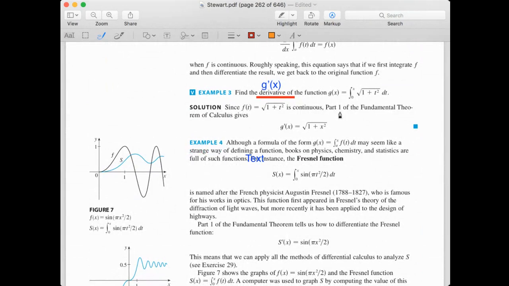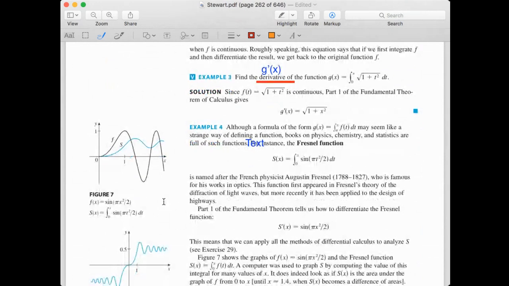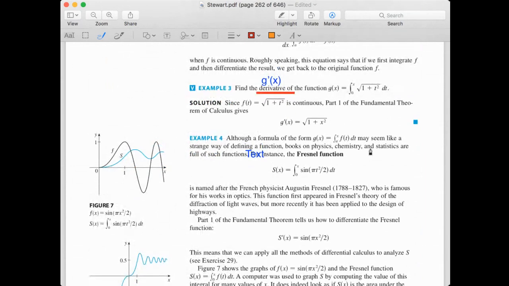So let's check. We have the function g of x equals the integral from 0 to x of the square root of 1 plus t squared dt. Well, it's the square root of a function, 1 plus t squared. So let's check. Part 1 of the fundamental theorem of calculus gives g prime of x equals the square root of 1 plus x squared. Because why? Because the conditions are satisfied.